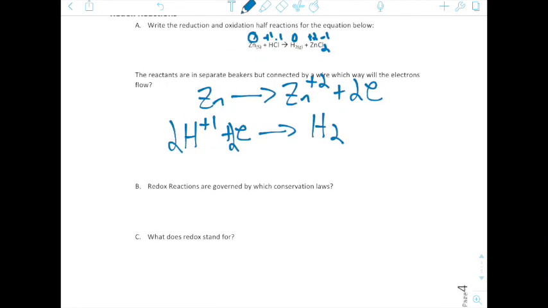And B says redox reactions are governed by the law of conservation of charge. And so we see here that if our hydrogen gained two electrons, then our zinc had to give up those two electrons. And what does redox stand for? Redox stands for reduction and oxidation. So oxidation reduction reactions are redox reactions.